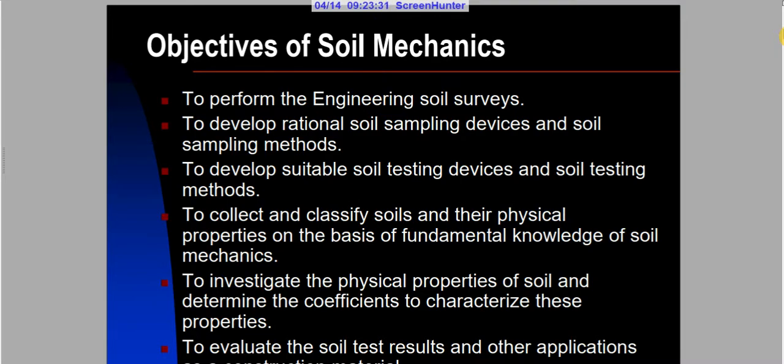The main objective here is to perform an engineering soil survey that will be done at a later stage of the course, and to develop a rational soil sampling device and soil sampling method.